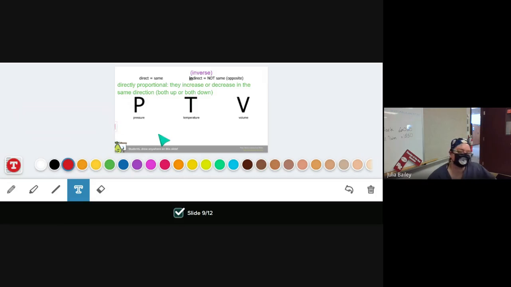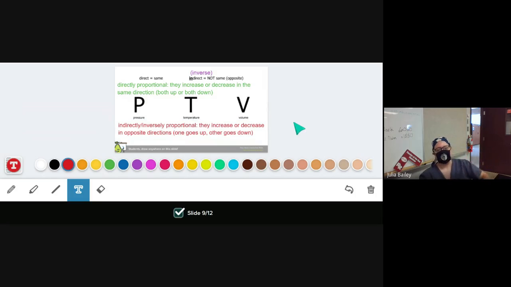Again, I highly advise you take what I just put in the chat and copy and paste that into your Pear Deck. Directly proportional: they increase or decrease in the same direction. Like if pressure goes up, temperature goes up. If volume goes down, temperature goes down. Inverse or indirectly proportional means that they go in opposite directions. If one goes up, the other goes down. Like pressure goes up, volume goes down. Volume goes up, pressure goes down. They are inverse, they are opposites.